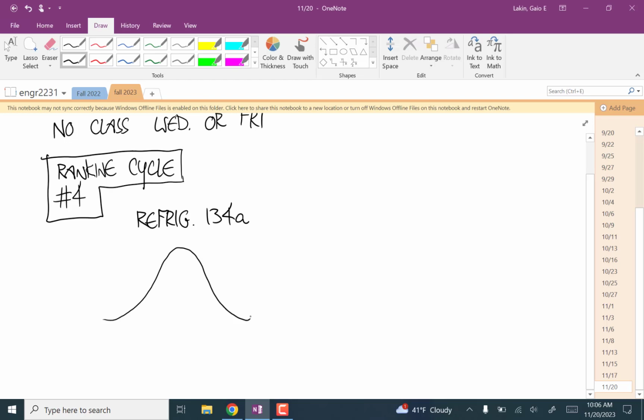So let's think about what we have in this cycle. Saturated vapor enters the turbine. Okay, so that's a key bit of information. We know that our state one is here, saturated vapor. So it's not superheated. It doesn't say it's ideal, but it also doesn't say anything about isentropic efficiencies. So we're just going to assume it's ideal. Okay, so there's our cycle.